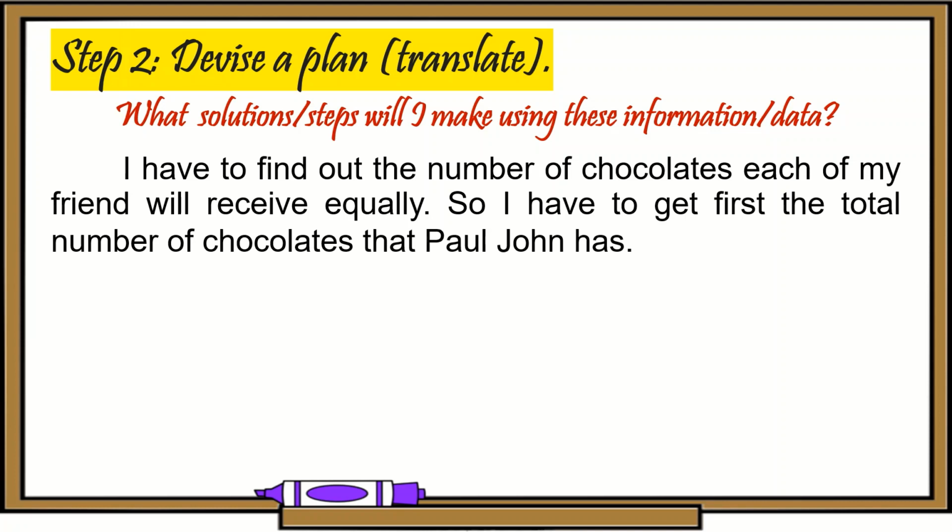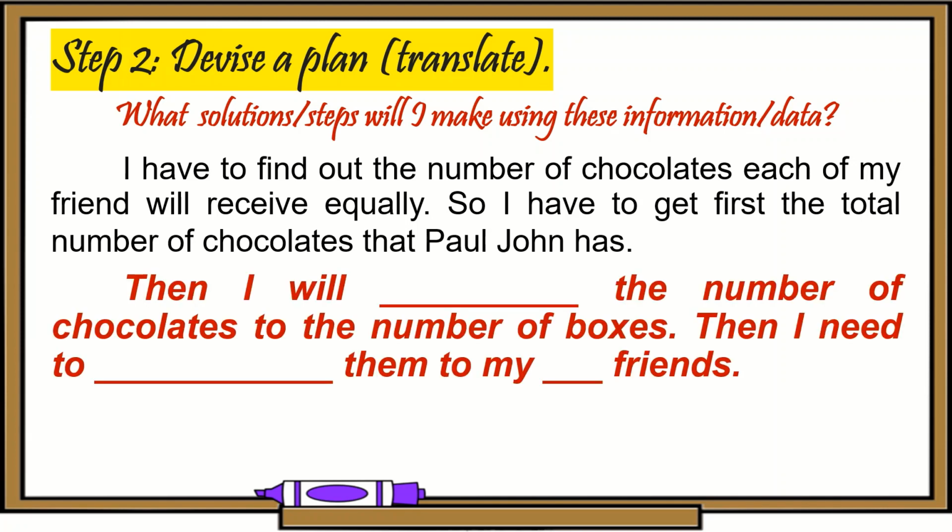So, I have to get first the total number of chocolates that Paul Chan has. So, makikita ninyo sa example, hindi ibinigay ang total number of chocolates na kailangang hatiin ni Paul Chan. Therefore, I will multiply the number of chocolates to the number of boxes, then I need to divide them to my friends. So, what solution do we have to use? You have to multiply the number of chocolates to the number of boxes. Then divide them to 10 friends.